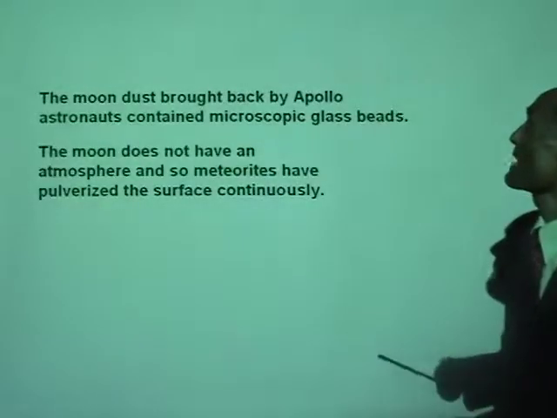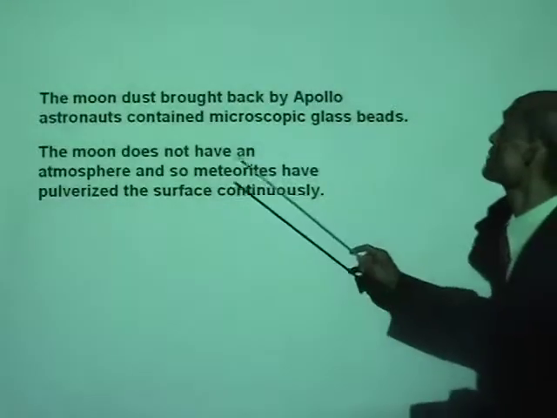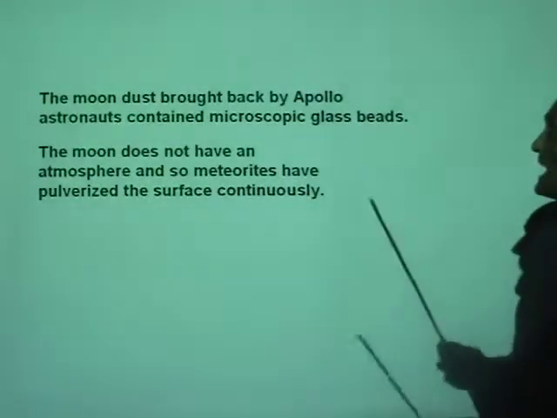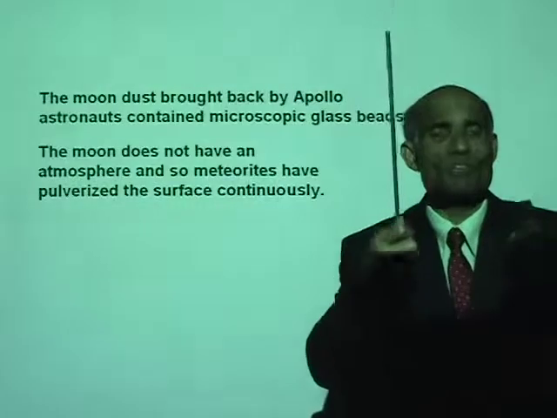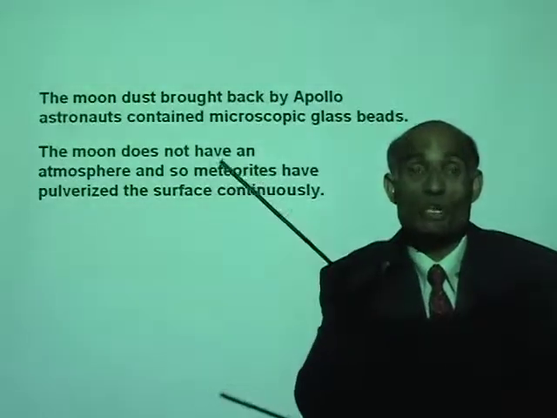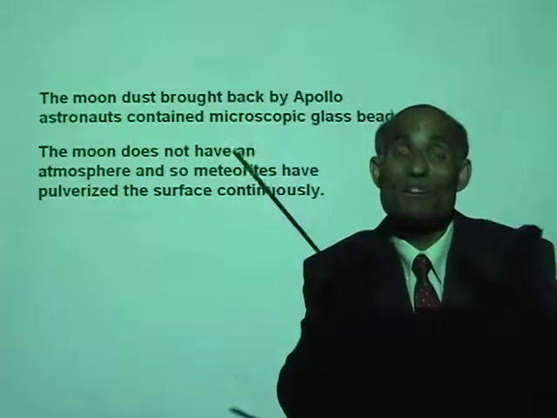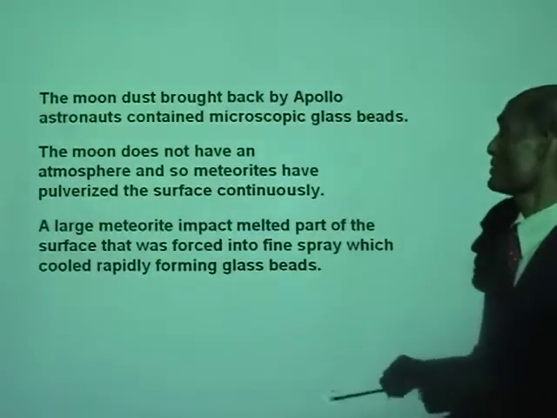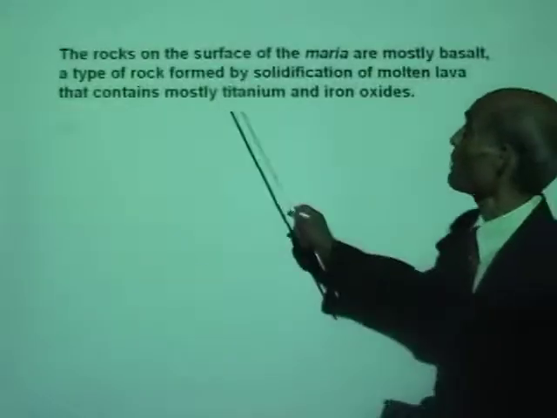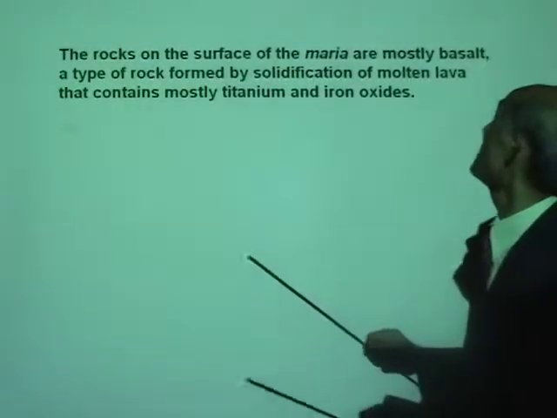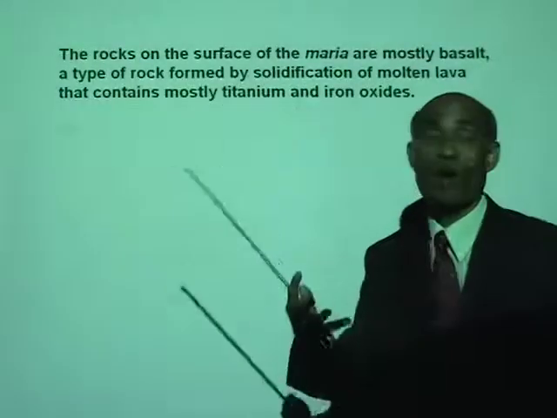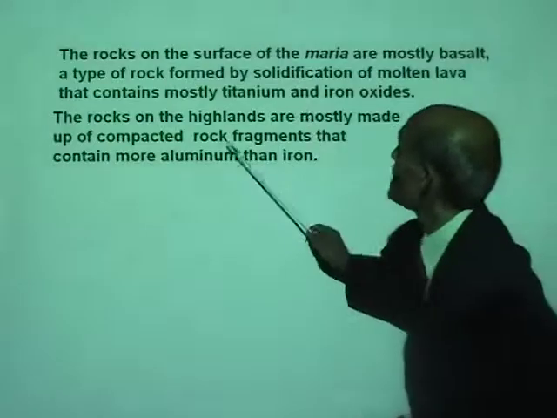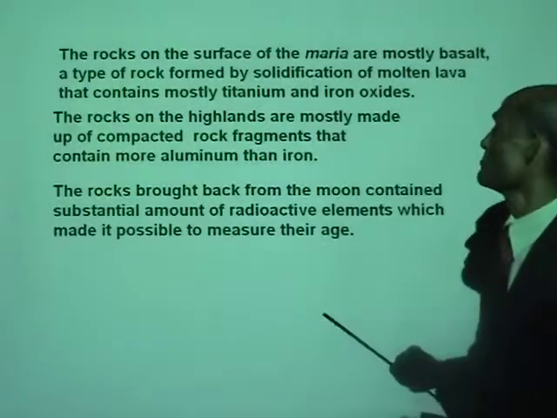The moon dust brought back by Apollo astronauts contained microscopic glass beads. Now, the moon does not have an atmosphere, and so the meteorites falling on the surface vaporize the rock material, and you know that if you melt rock, it produces glass. And that must be the origin of glass on the surface of the moon. Now, the rocks on the surface of Maria are mostly basalt, a type of rock formed by solidification of lava. Alright, so we have an understanding of the type of surface the moon is made of.